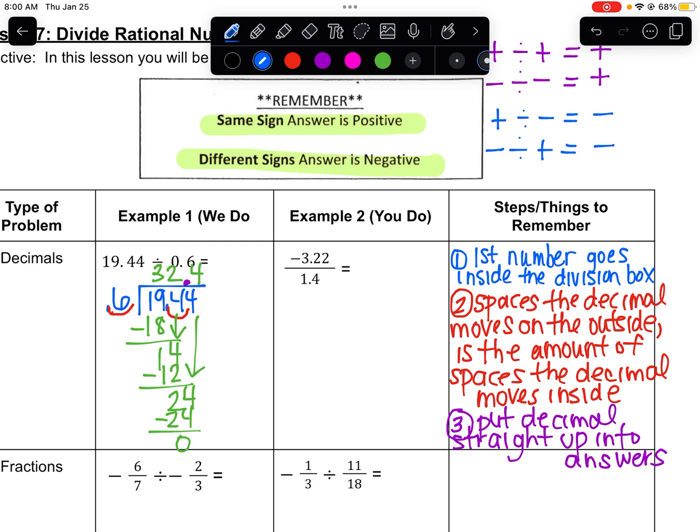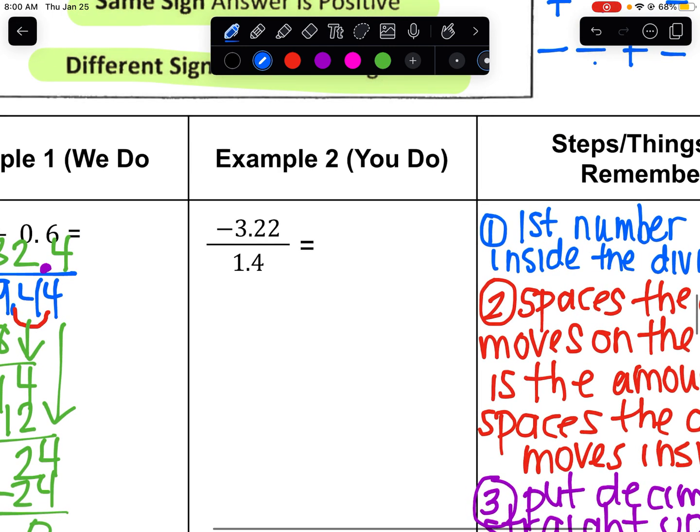On the next example 2, go ahead and pause the video and try this again. The only thing to note is that there is a bar, which makes it a fraction, but fractions are division. So first number or top number goes inside. Go ahead and pause, try this, and then check your work. So you should have done negative 3.22 divided by 1.4. Move the 1 place in, the 1 place in, and move the decimal straight up into your answer.